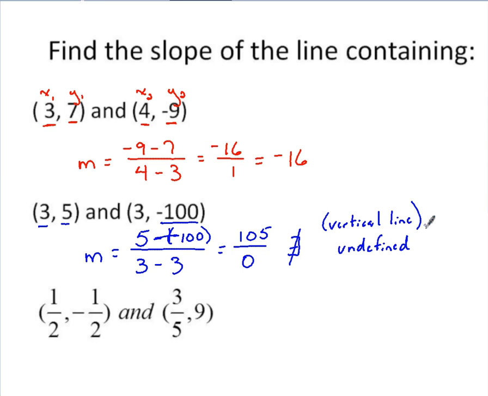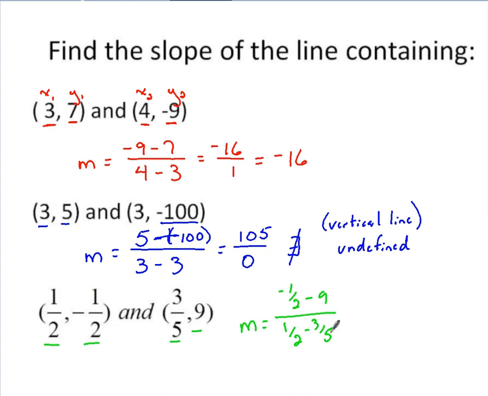All right, this last one, we got a line that passes through the ordered pair of 1/2, negative 1/2, and 3/5, 9. If I find the slope here, m is going to equal, start with the difference in the y's, so if I work from first point to second, I've got negative 1/2 minus 9 all over, again working first point to second with my x's now, 1/2 minus 3/5. Okay, you got a mess of fractions going on.